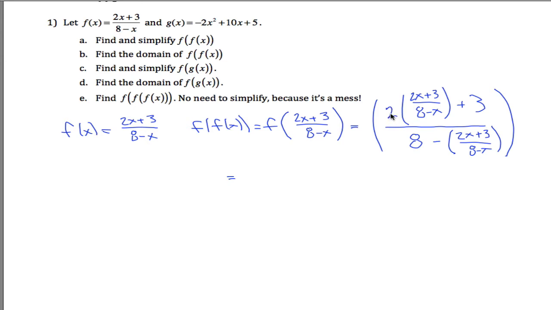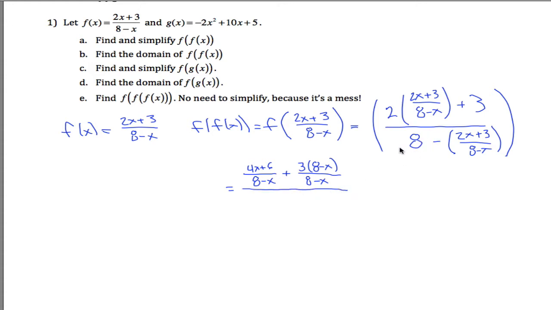Okay, this 2 is 2 over 1, so I can multiply that through here and get 4x plus 6 over 8 minus x. Then I have this plus 3, which I can think of as 3 over 1, but I don't want my denominator to be 1. I want it to be 8 minus x. So what I need is 3 times 8 minus x over 8 minus x. Now I have a common denominator, and I'll be able to put those two together.